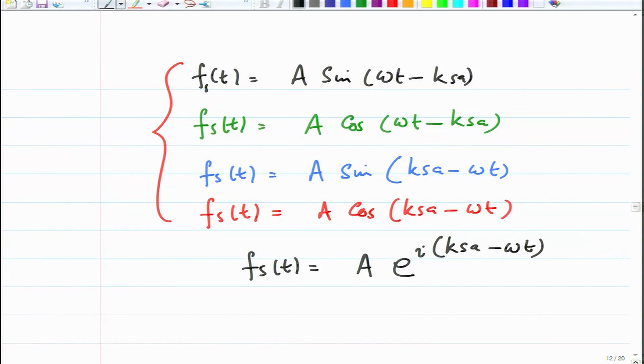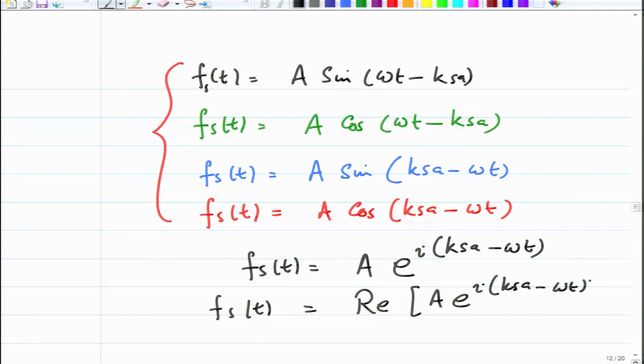And finally, it is understood when you do this, finally when you are going to show the displacement, it is going to be real part of this a e raised to I k s a minus omega t, or imaginary part of this. So, in the books, this is what is followed.